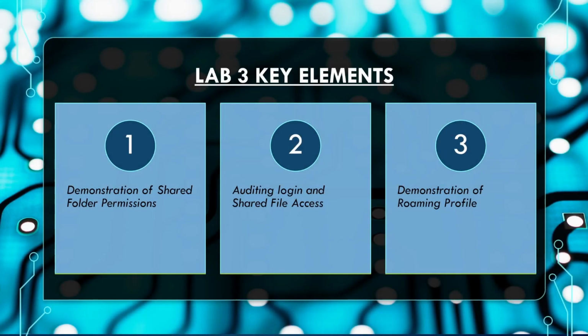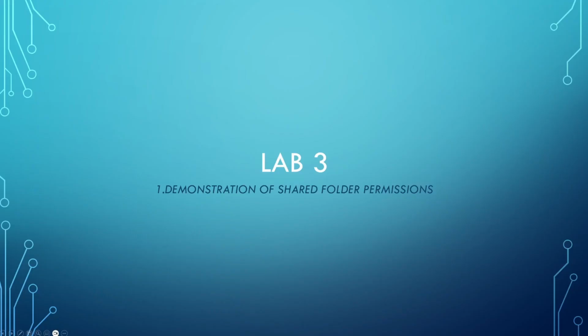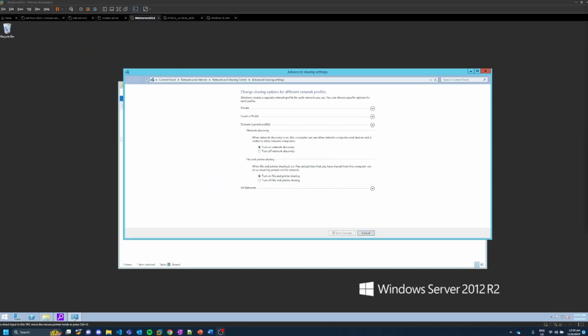Now I will be covering the 3 key elements of Lab 3. The first key element of Lab 3 that I'll be covering is the demonstration of shared folder permissions. Shared folder permissions help to determine the type of access members of the domain have to the shared folders across the network. To enable shared folders, you need to turn on network discovery at the advanced sharing settings, which is right here.